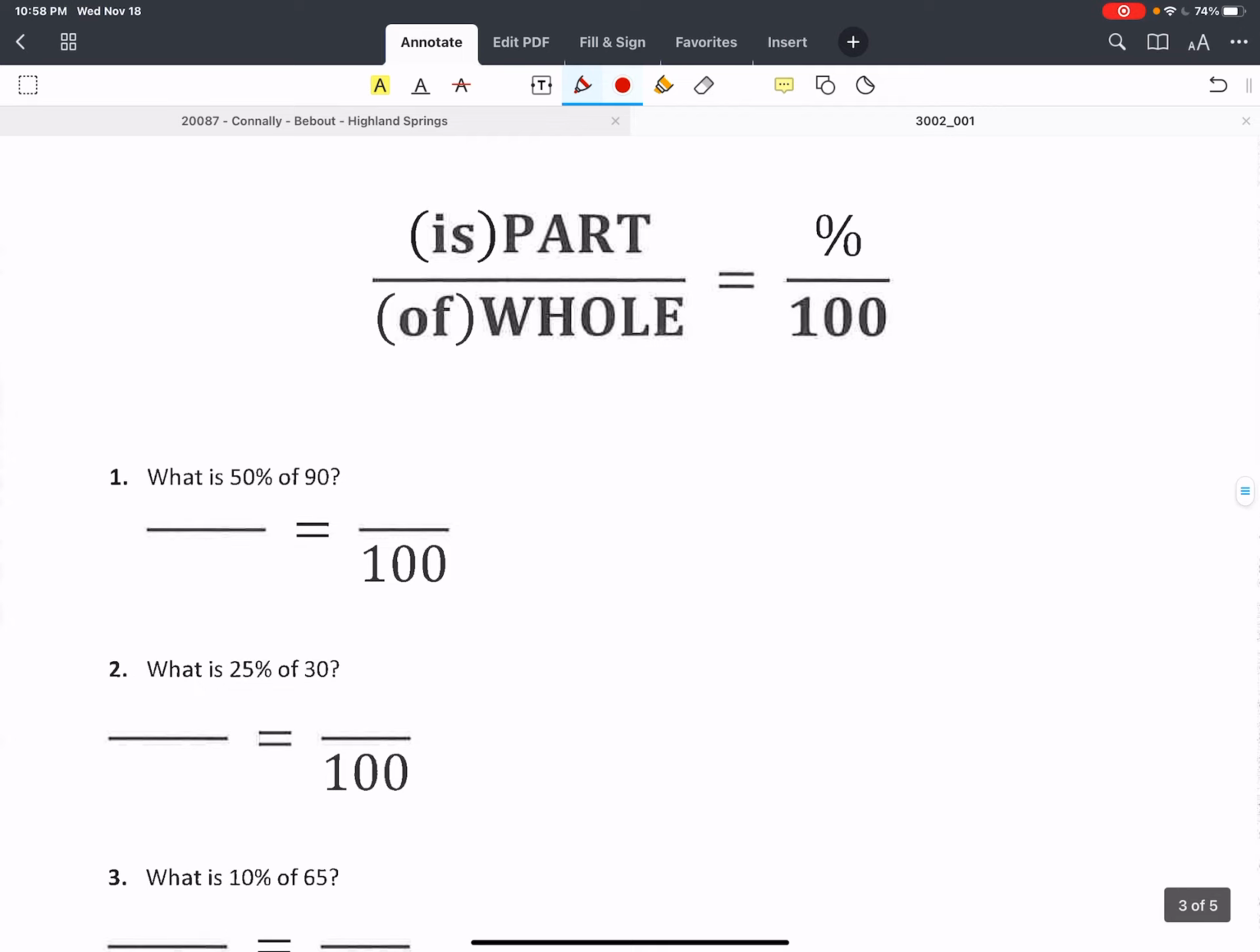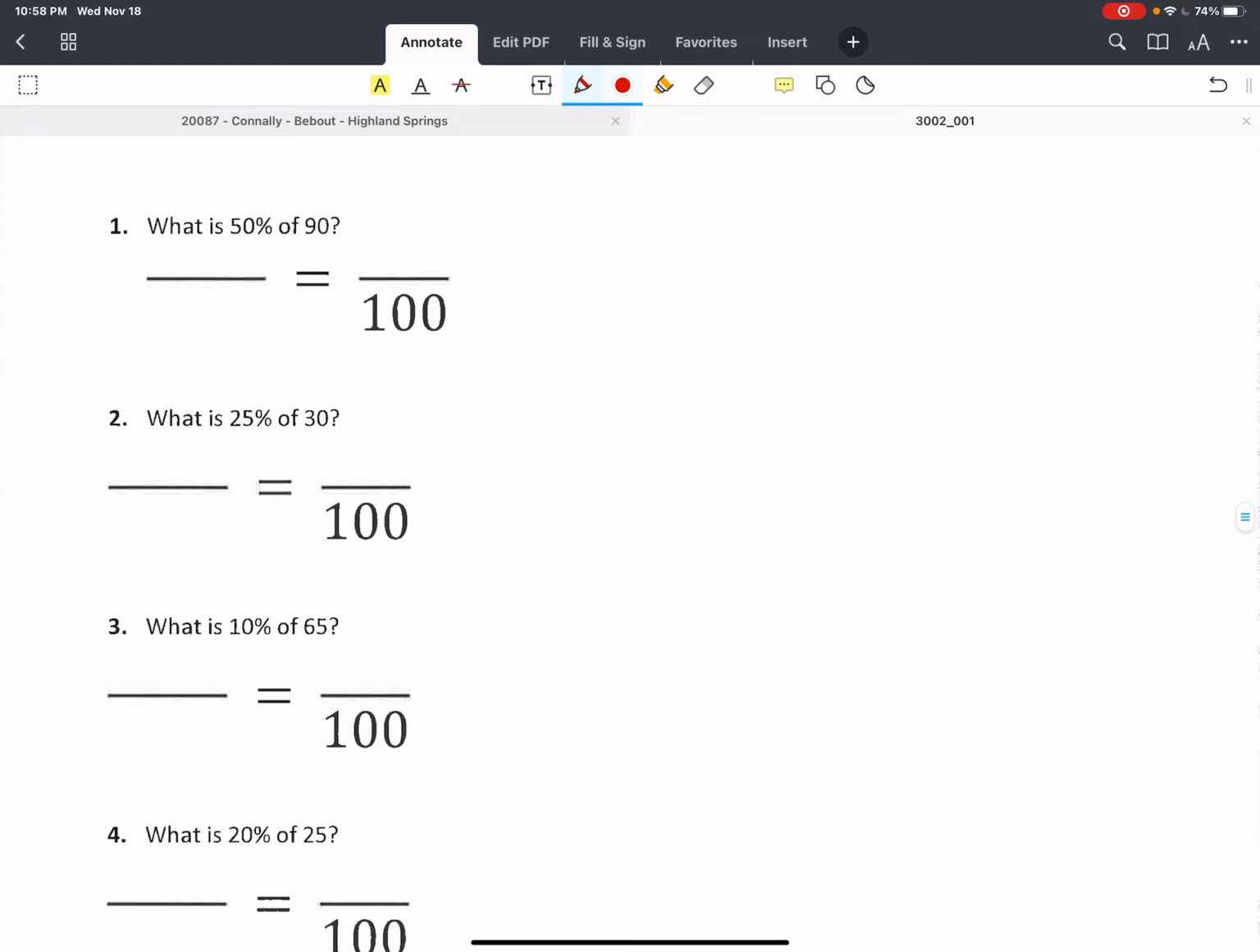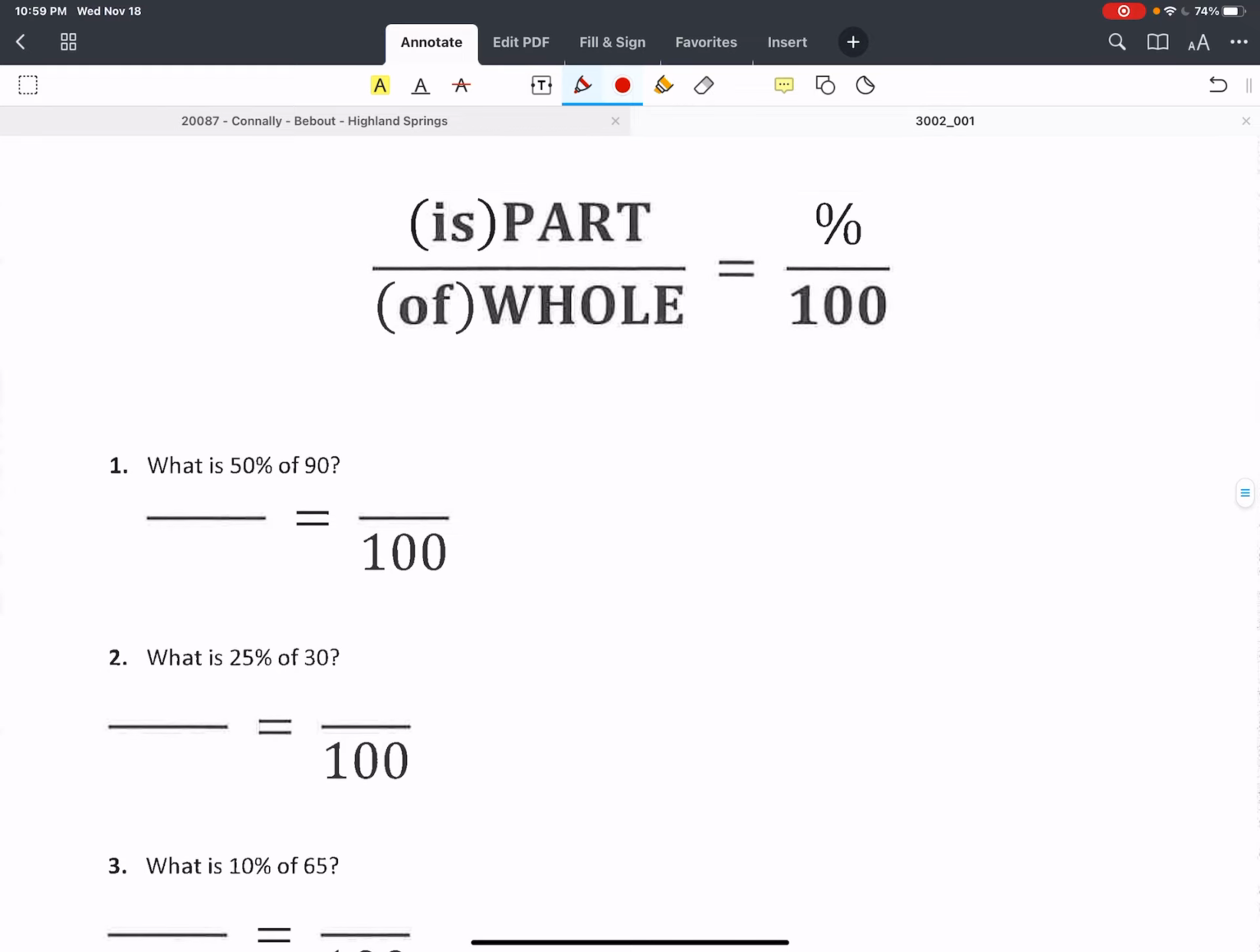So now we're going to practice setting these up. And you have 2 of these on your quiz that's coming up, I think next week, I can't remember. But here we go. If we look back at our notes, the "is" is on top, the "of" is on bottom, part's on top, whole's on bottom, percent over 100. So I was nice, and I put the 100 where it should go. So that's one less thing you have to remember. So let's read number 1.